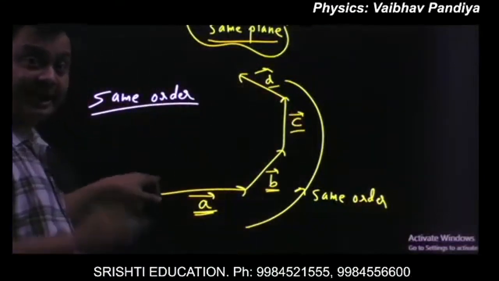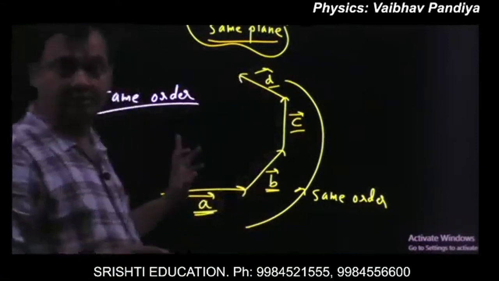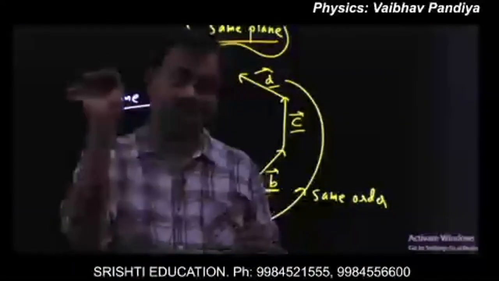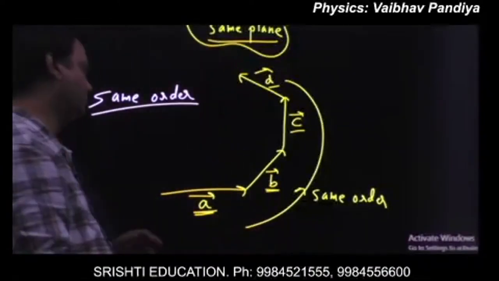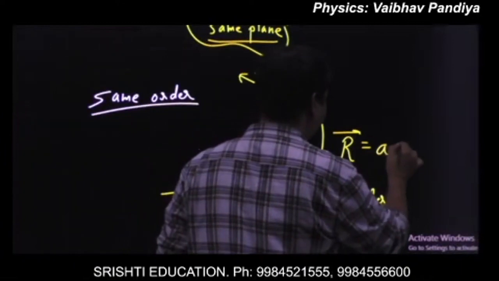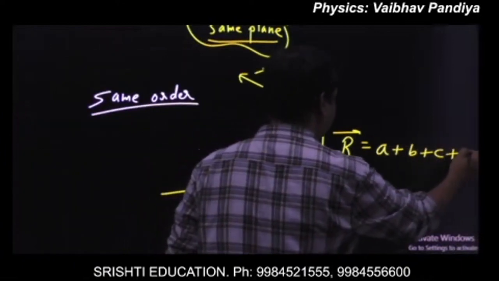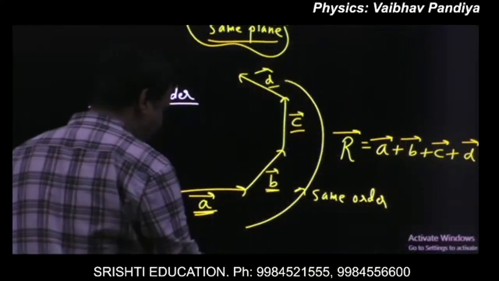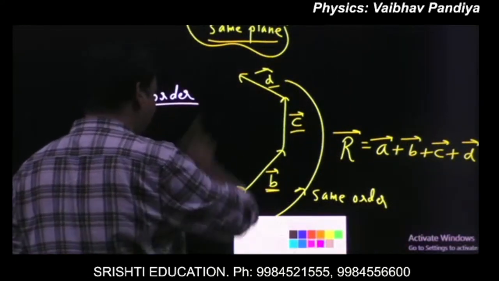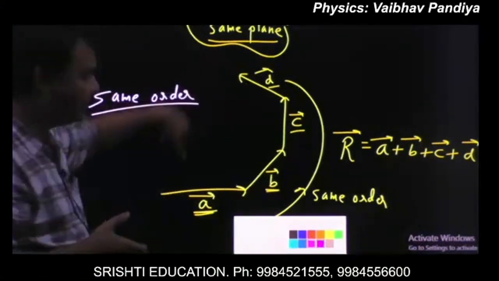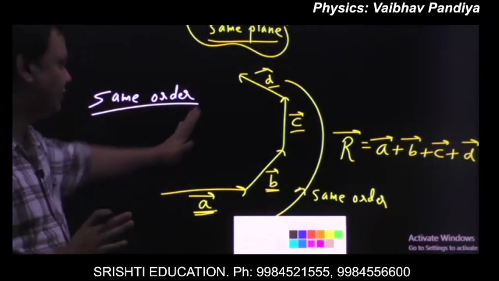the adjacent sides of the polygon. Represent them by the adjacent sides of a polygon taken in the same order. Then if the resultant is R, say R is A plus B plus C plus D, okay? If the resultant is R, then the resultant will be given by the closing side of the polygon. Now say this will be the closing side. If you make this side, it will close the polygon. So this is called the closing side.